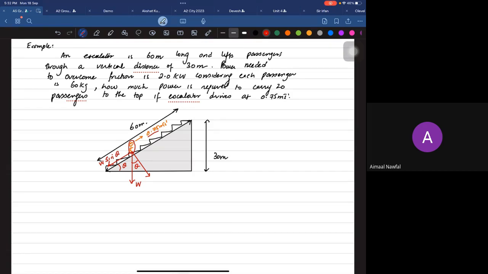Because they need to take people up, and they're doing work on the parallel force right here, right? So then I should know that this force is W sine theta. I can find W because we have 20 people, and they have 60 mass each, times 9.81. So this will be W times sine of theta. Do you guys get it?